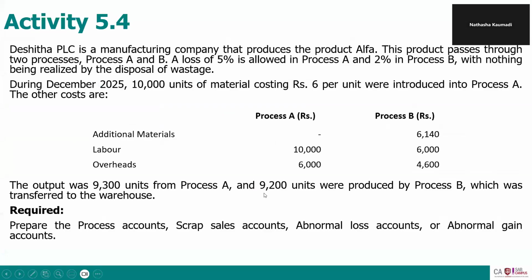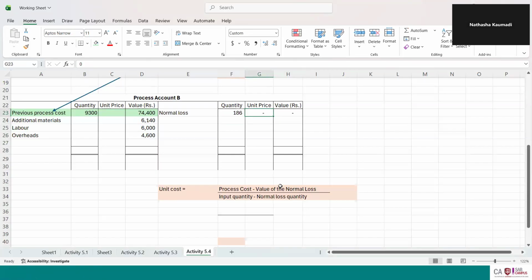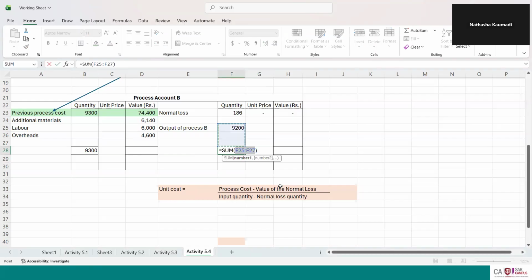And then what about the output? Output of process B is 9,200. So I'm writing output of process B, 9,200. Right. So I have recorded all the details given in the question. What is the next step? Tally the quantity columns. 9,300 total in debit side, quantity column. Here, 9,386 in the credit side.